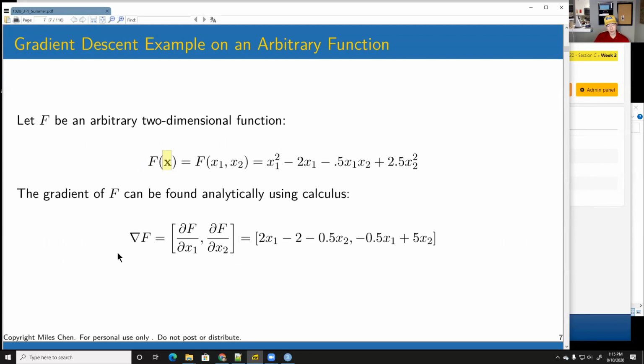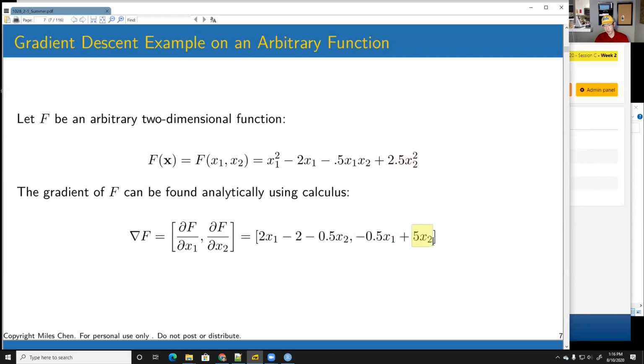And the gradient of f, that's nabla f, can be found analytically using calculus. So the gradient of f is going to be another two-dimensional vector. It's the vector consisting of the partial derivative of f with respect to x1 and the partial derivative of f with respect to x2. So the partial of x1 squared with respect to x1 is 2x1 minus 2, and then this term becomes minus 0.5 x2. There's no x1 term, so that drops out. And the partial derivative with respect to x2: this drops out, and this is going to be negative 0.5 x1 plus, and then the derivative of this is 5x2.